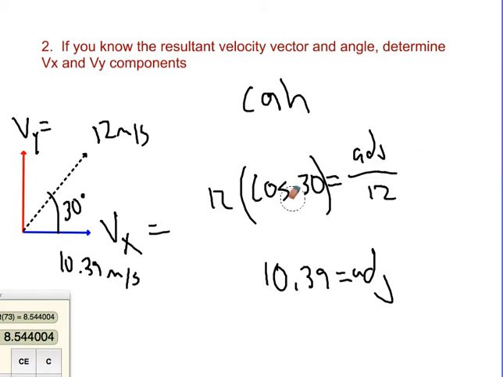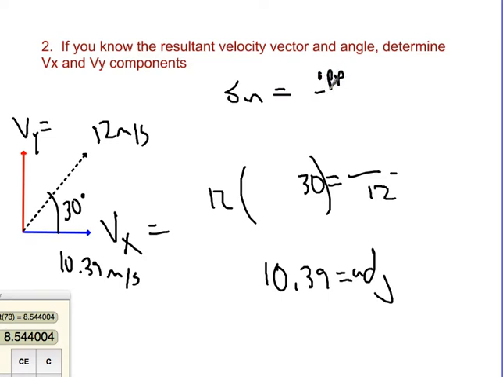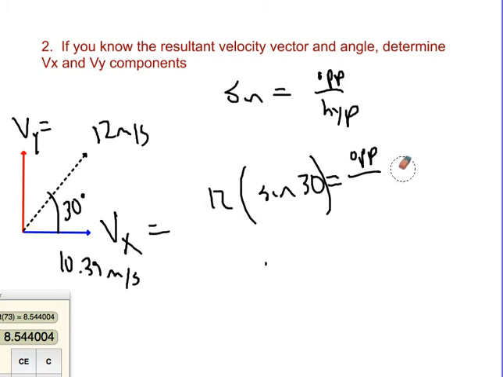I do sine, because sine equals opposite over hypotenuse. So sine 30 equals opposite over 12, and then you move the 12 over. And I enter into my calculator 12 times sine 30. 30 sine times 12 equals 6.